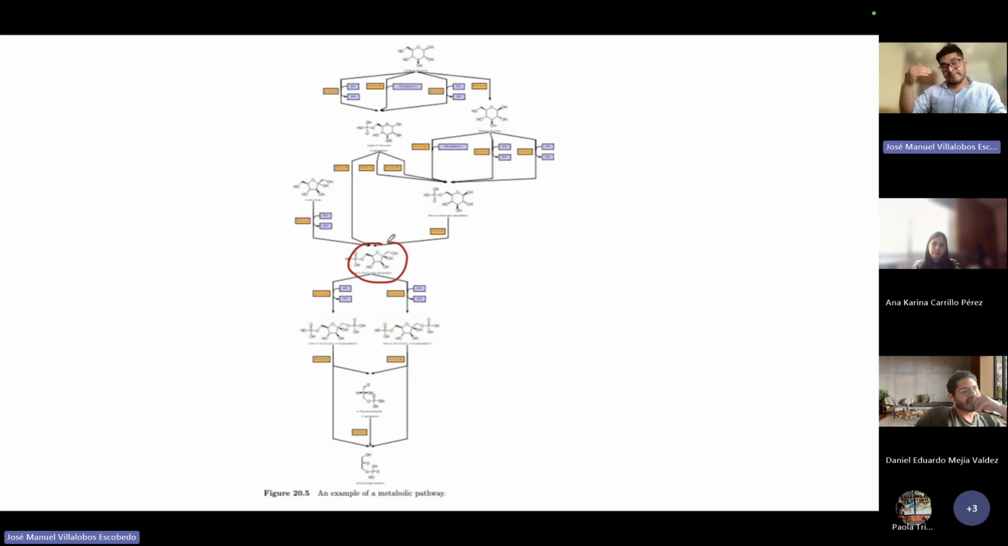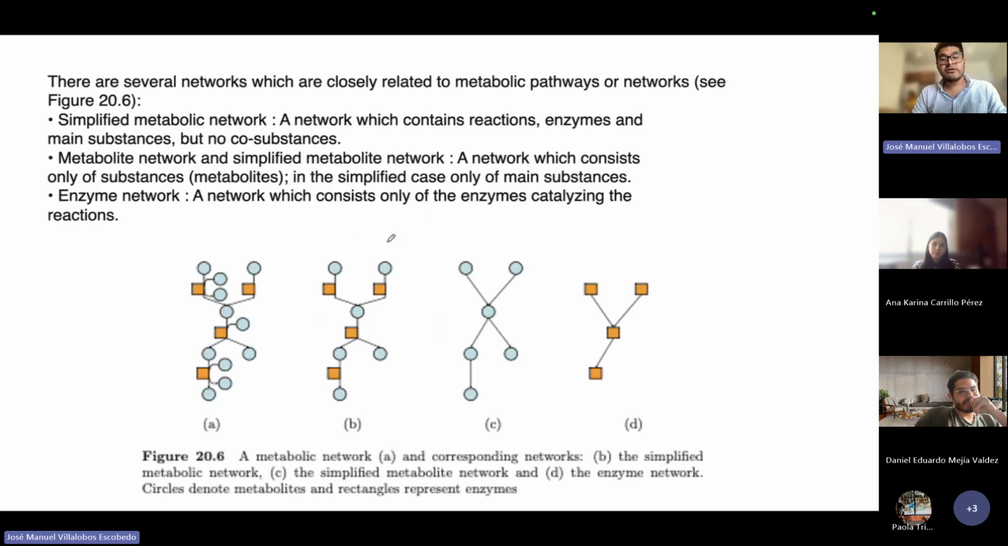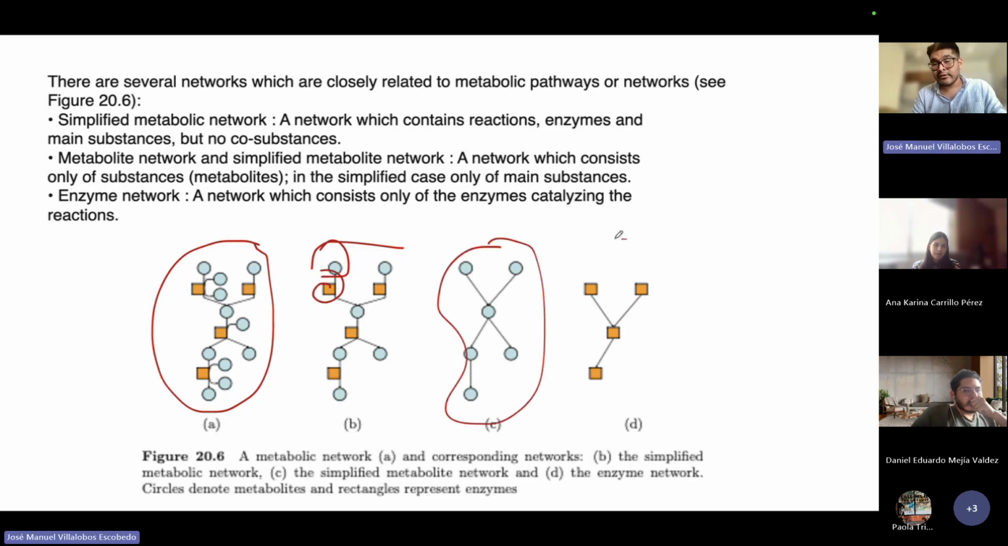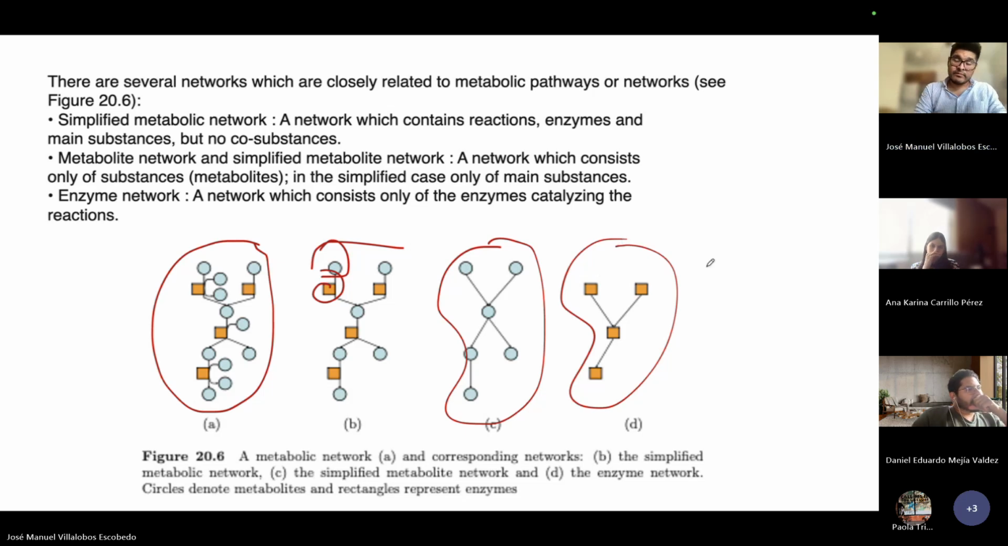But in terms of metabolic networks, we can show different kinds of information. For example, we can show a super complex network with all of the steps, all of the metabolites and all of the substrates. But we can also show just reactions, just compounds and enzymes, or even just compounds or just enzymes. All of them are networks. All of them show something interesting, and we can understand many things.